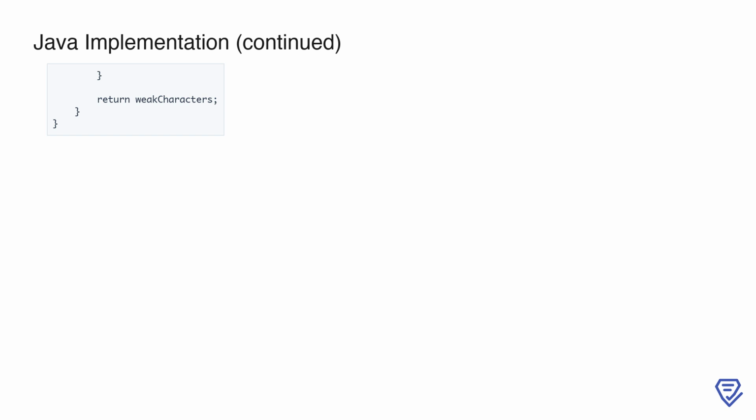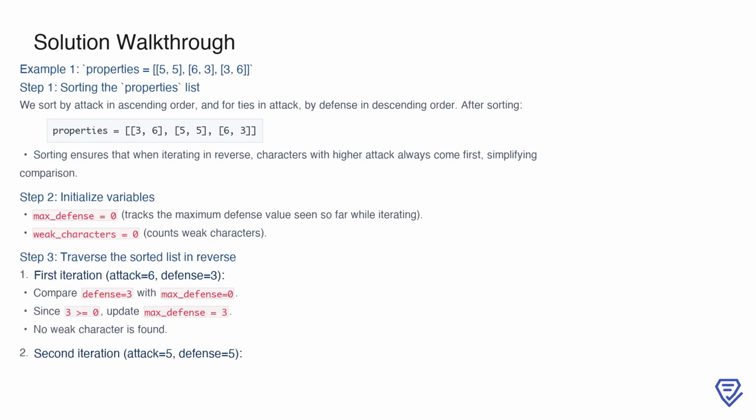To solve this problem, we start by sorting the properties list. The sorting is done first by attack in ascending order, and if there's a tie in attack, by defense in descending order. This ensures that when we iterate through the list in reverse, characters with higher attack values come first. For example, given the input 5, 5, 6, 3, 3, 6, sorting it results in 3, 6, 5, 5, 6, 3. This ordering is crucial for our approach to work efficiently.